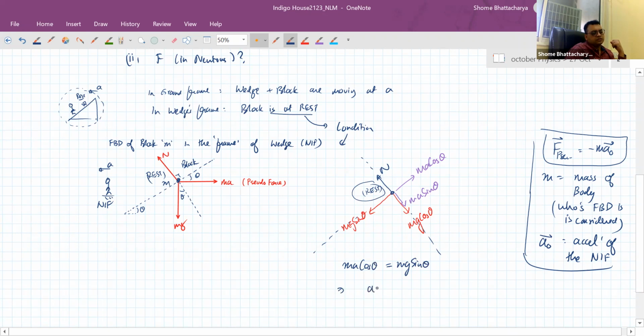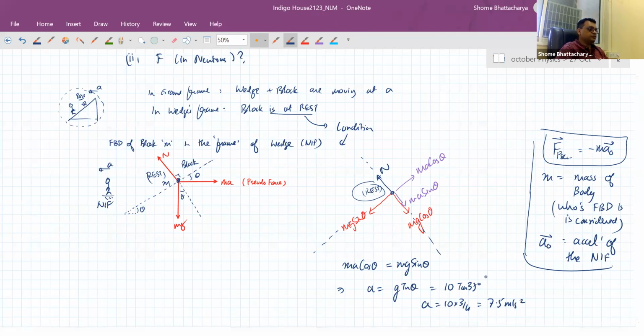So the acceleration of the wedge has to be g tan theta. So that is in this case 10 tan 37 degrees. So that's 10 into 3 by 4 or 7.5 meters per second square. So when we look in the ground frame, the wedge should be moving at 7.5 meters per second square, and the block should be as if it is stuck on the wedge. It's moving along with the wedge without slipping with respect to it. So this is the required acceleration of the wedge so that the block does not slip.